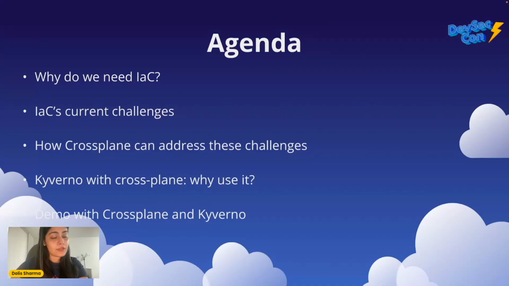These are the agenda items on the screen that we are going to cover today. We will start with what exactly IaC is, and then why we need IaC given the current challenges that we see, and then how Crossplane and Kyverno can help address those challenges, or even why we want to use them in the first place. Then I'll quickly give you a demo, and then we'll wrap up the session.